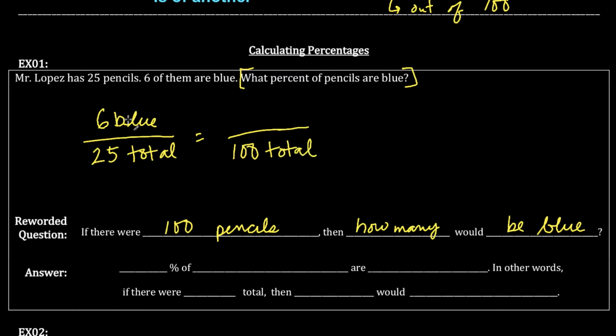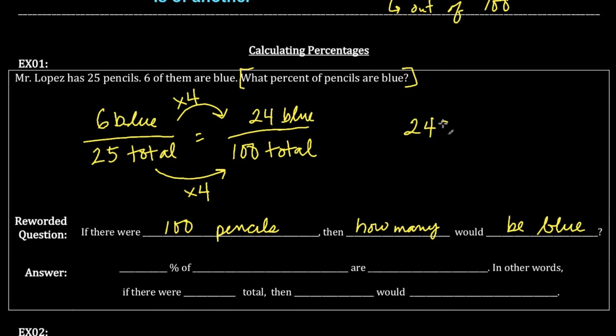So 6 were blue out of 25 total. How many if there were 100 total? Well, right here I can just create an equal fraction by multiplying the numerator and denominator by 4. The reason I picked 4 was because I had to go from 25 to 100, and that is times 4. You could have also done times 2 to get to 50 and then times 2 to get to 100. Either way works.